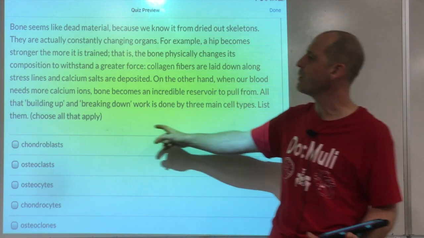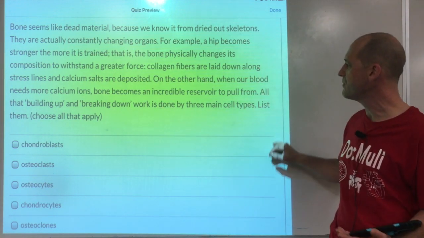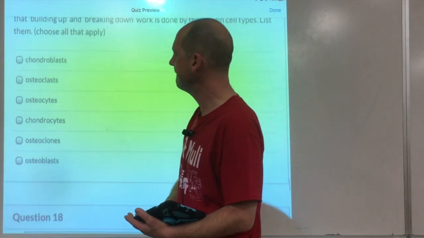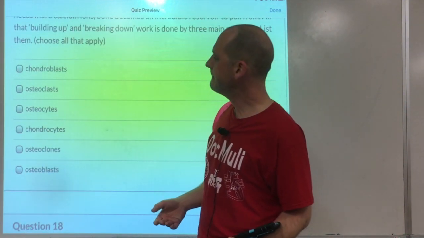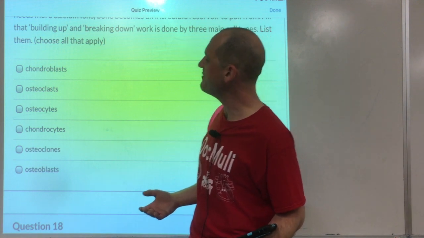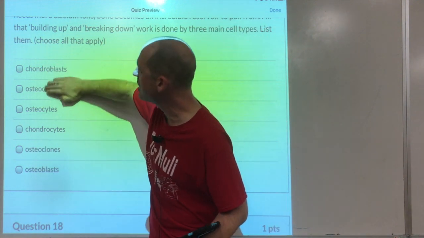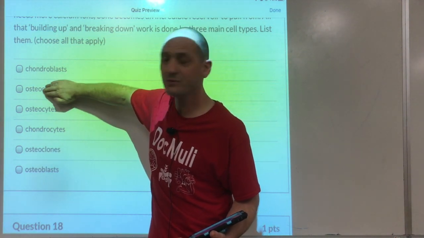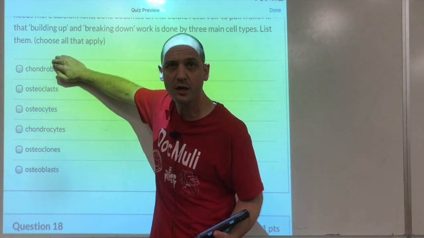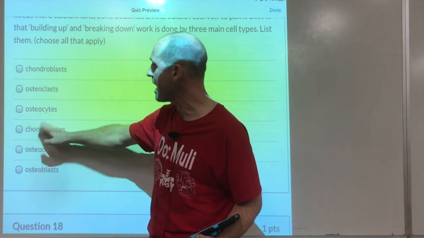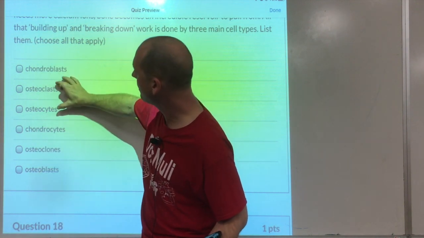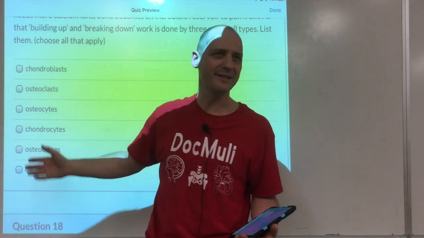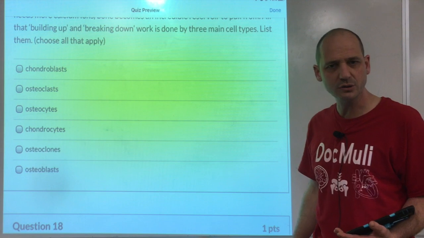All that building up and breaking down work is done by 3 main cell types. List them. What are they? So you look at which prefix you look at, chondro or osteo. It's the osteo. Chondro is cartilage. Osteo. So you can knock these out right there, right? So you have clasts, blasts, and cytes. But I guess cytes are not in, right?